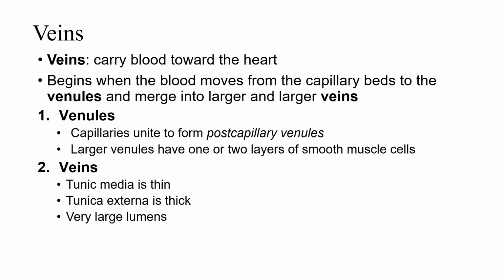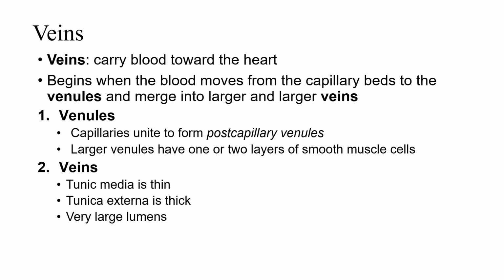Okay, so that was arteries and capillaries. So let's move on to veins. Veins generally carry blood towards the heart. And so they start out as venules and then merge into the larger veins. The venules, of course, it's the capillary side that's already deoxygenated. They'll form the postcapillary venule. Then those larger venules will have a little bit of smooth muscle in them as well. And then you move into the larger veins.